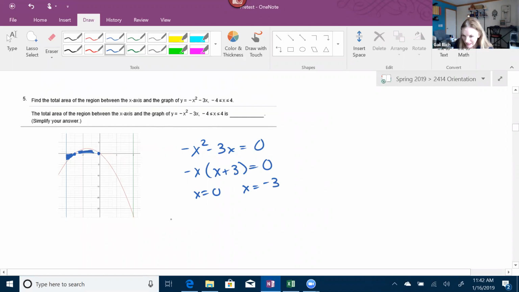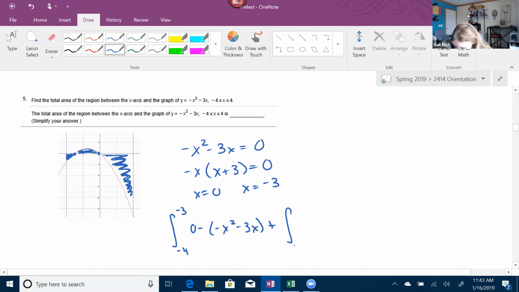So I'm going to have 3 integrals here. I'm going to have the integral from -4 to -3. And I have that top curve, which is just the line y equals 0, just the x-axis there, minus my curve, which is -x² minus 3x, plus the integral from -3 to 0. Now the curve is above, so I just have that -x² minus 3x minus 0. So I just have the -x² minus 3x.